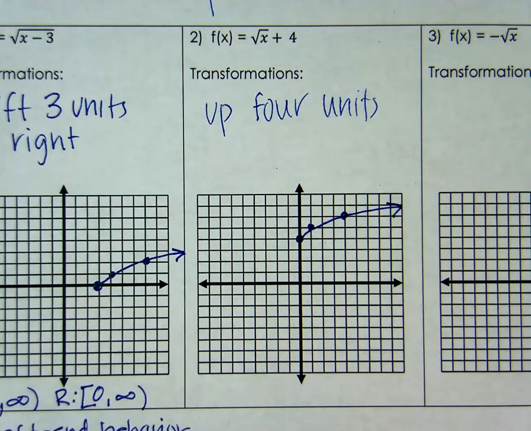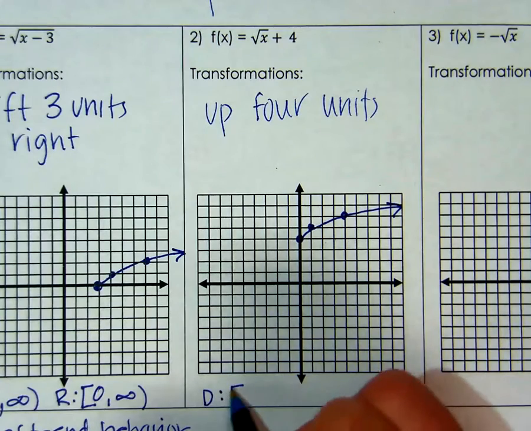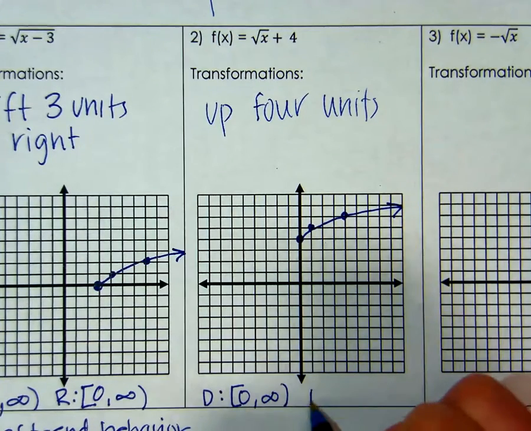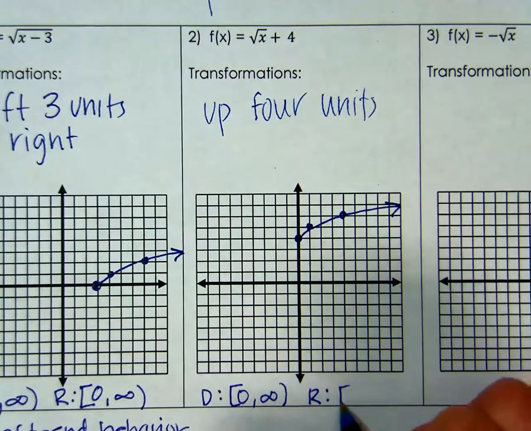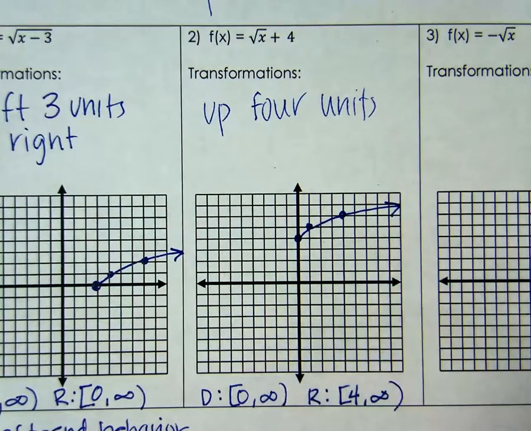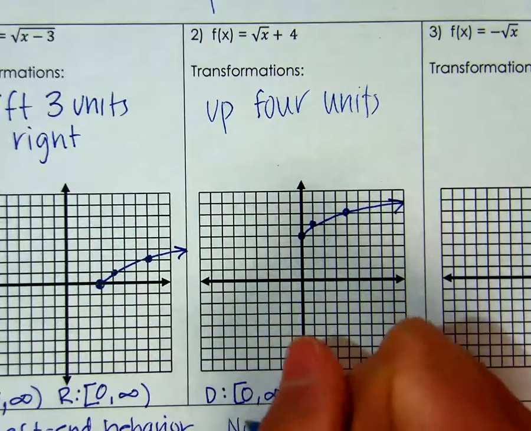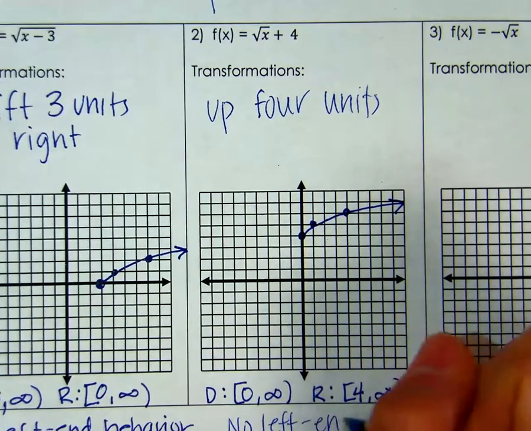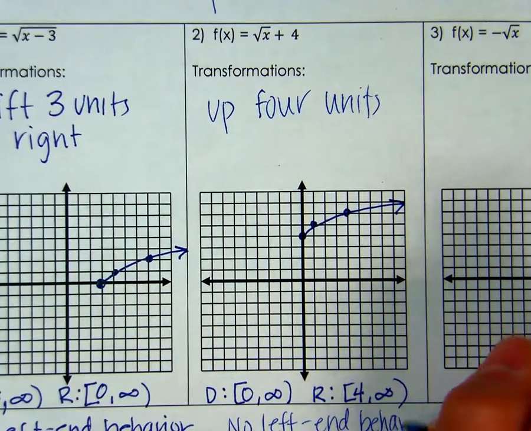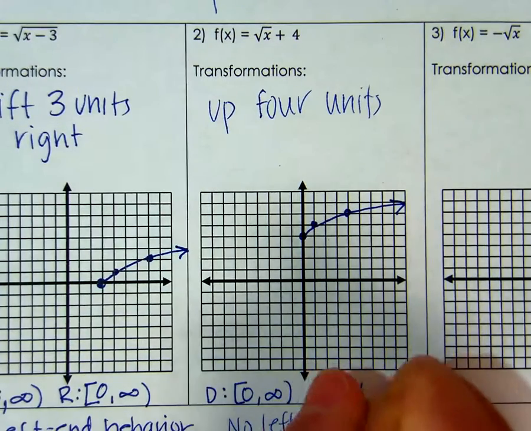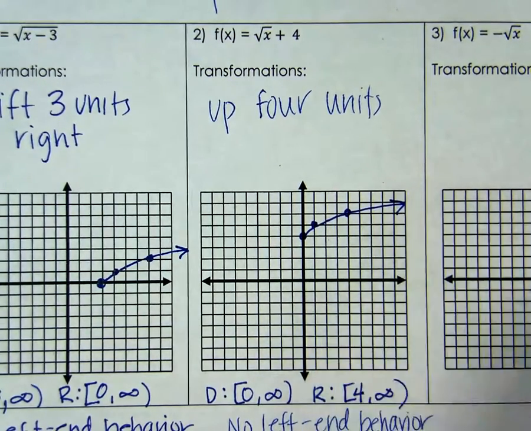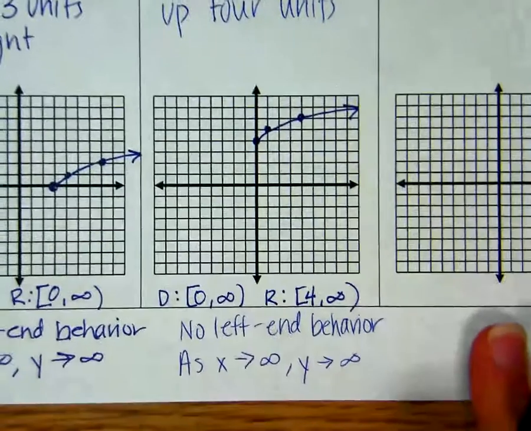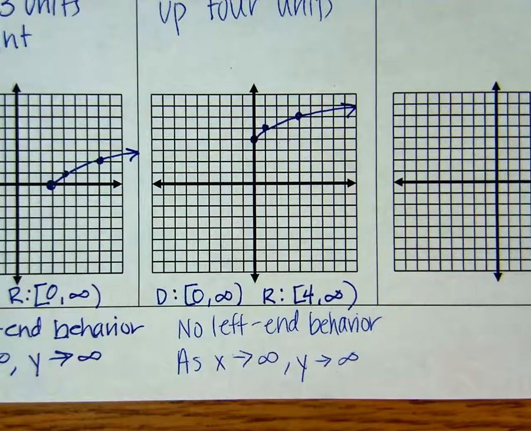My domain for this one is 0 to infinity. My range for this one starts at 4. So it's 4 to infinity. This is also an increasing function. There is, again, no left end behavior. And then as x approaches infinity, y also approaches infinity. So those are some pretty basic ways to describe end behavior, and you're going to see pretty similar type things written.